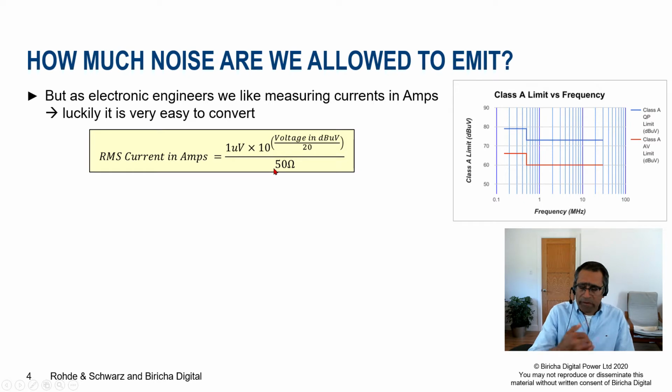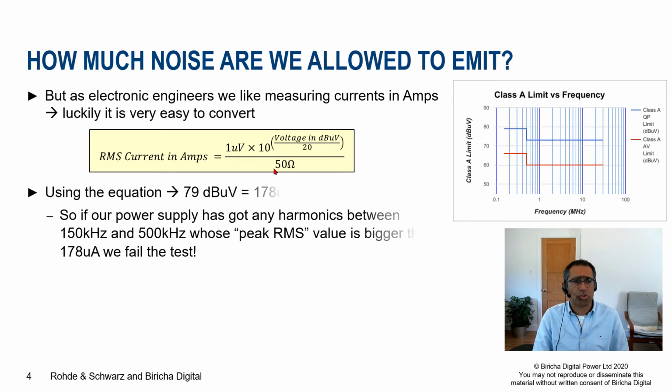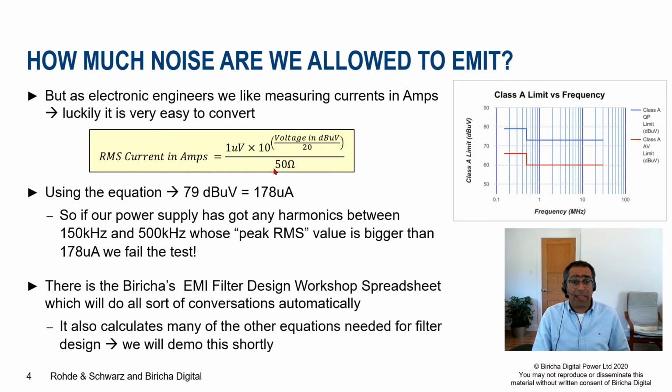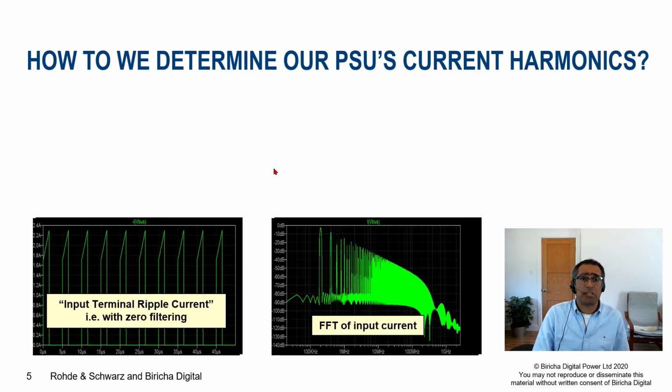Now, we have pushed all of the equations that we discuss here into a spreadsheet, which will calculate everything for you, and this is what we provide in the workshop. So using this example, if the limit says 79 dB microvolts, that translates to 178 microamps. If your power supply, in the range of 150 kilohertz to 500 kilohertz, has a peak RMS or maximum RMS value of a harmonic more than 178 microamps, then you fail the test. And that is why you need to filter it.